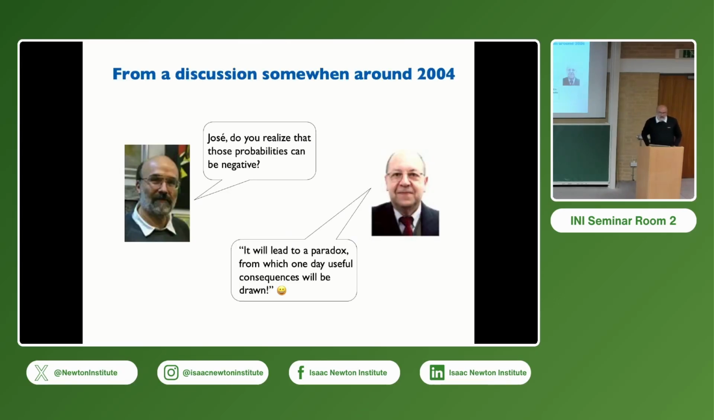And that time, I had a conversation with him. And I asked him, do you realize that those probabilities can be negative if the order goes actually above 1? This is the problem. Those binomial coefficients change the sign. And he quoted Leibniz. He had a great sense of humor, and he quoted Leibniz. It will lead to a paradox, and one day useful consequences will be drawn. Okay? It took about 20 years until they were drawn.